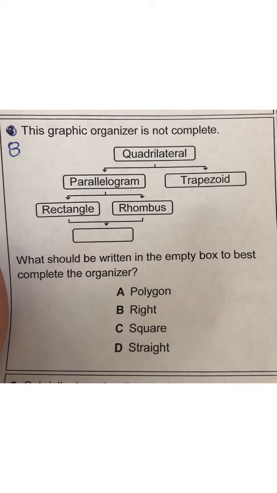This graphic organizer is not complete. Quadrilateral, parallelogram and trapezoid, rectangle, rhombus. What would be written in the empty box to best complete the organizer? A, polygon, B, right, C, square, D, straight.